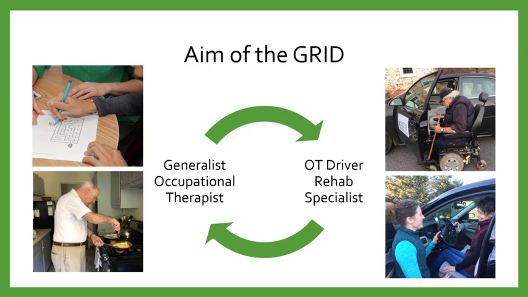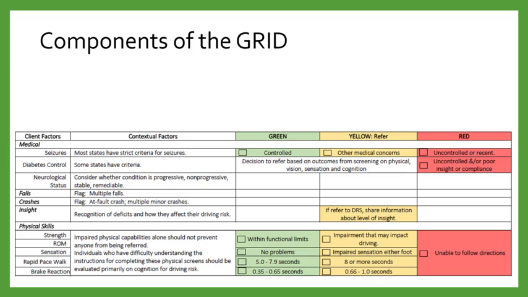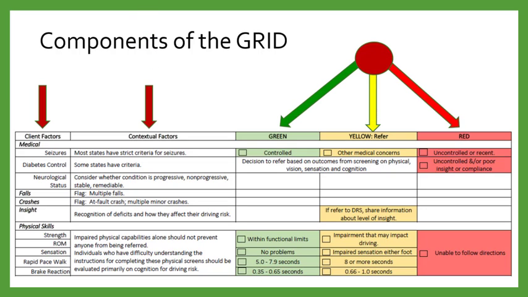This may mean an opportunity to be evaluated by the expert OTDRS, who will use evidence from more specialized assessments as well as their expert experience. The OTDRS can then offer the best clinical decision with less risk for over or under restriction of driving. It's important to understand that the grid is designed for generalists to determine the need for further evaluation and/or intervention, not for the generalist to make a licensing decision. As we look at the grid, you'll see a variety of columns: client factors, contextual factors, and categories for red, yellow, and green.